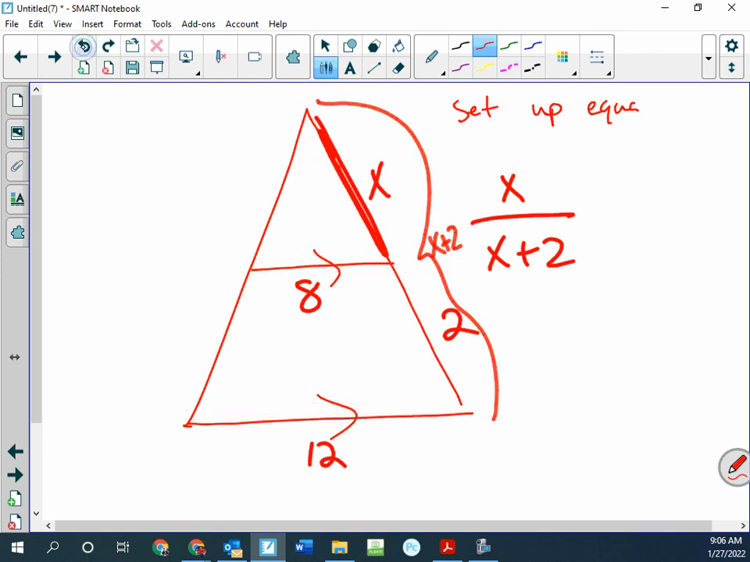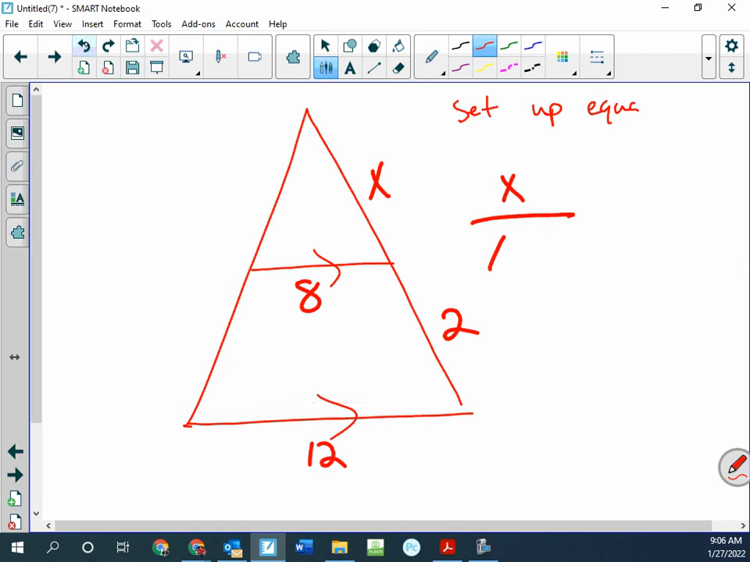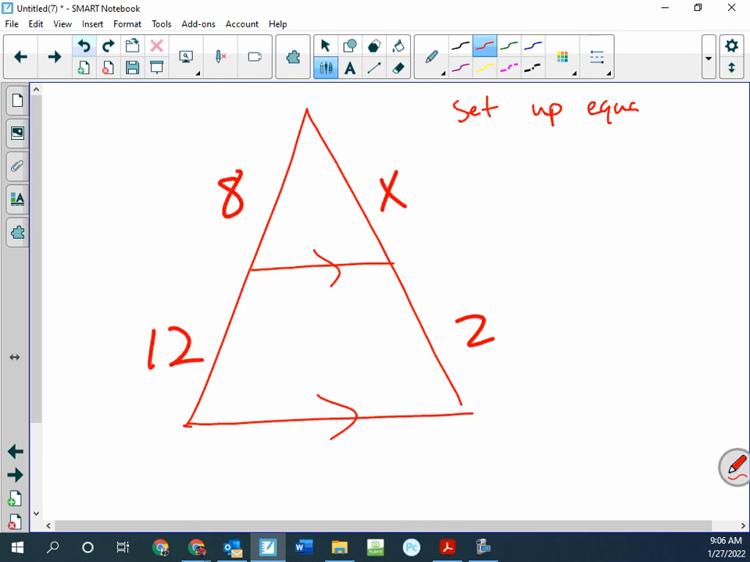Okay, I'm going to change this one a little bit, but I'm going to keep a lot of it the same. So I'm going to leave x and 2 right here, and now I'm going to put 8 and 12 right there. Okay, so what can I do for this one? What's a proportion I could set up for this one? 8 over 12 equals x over 2.